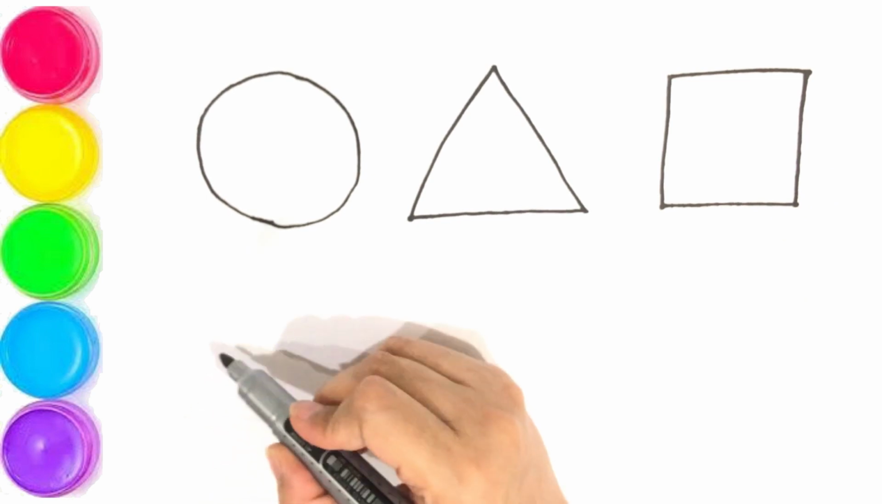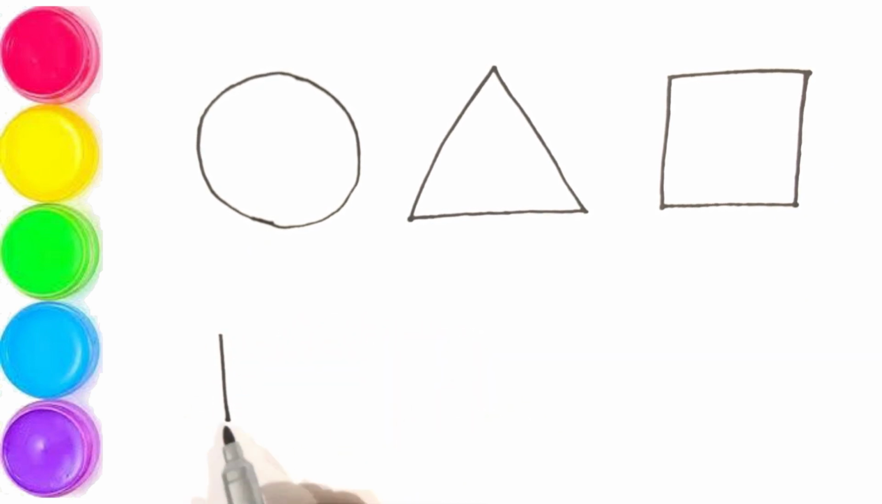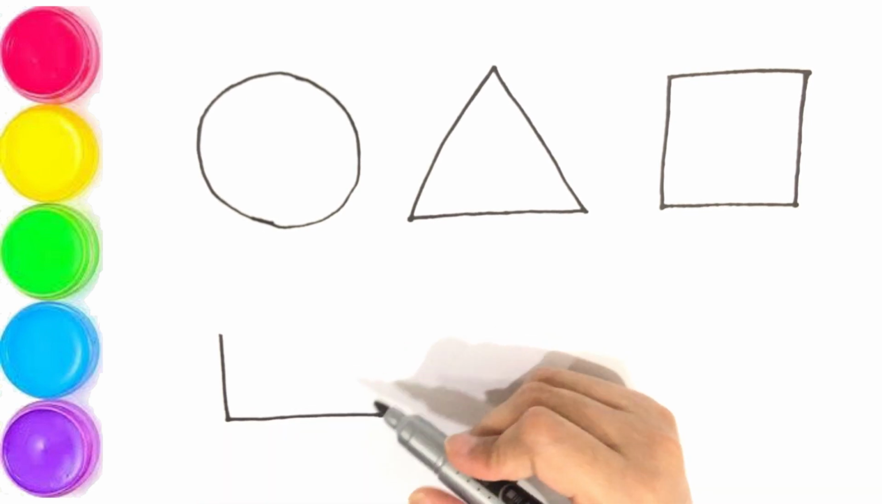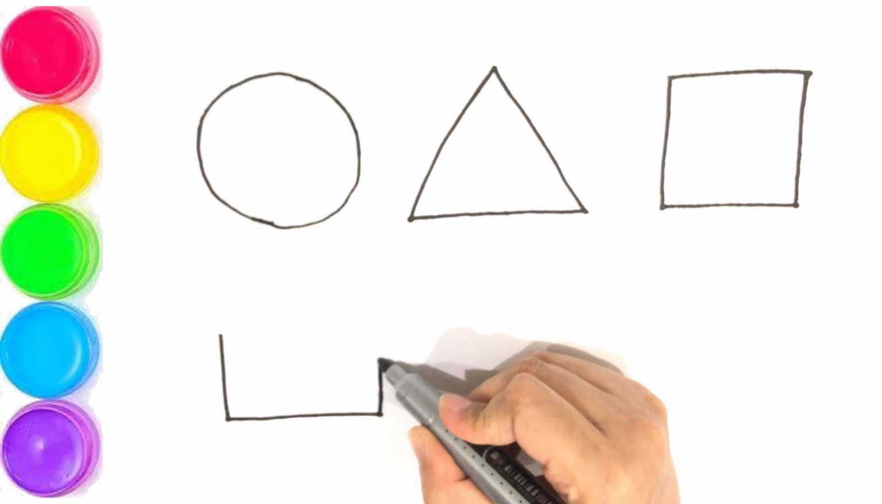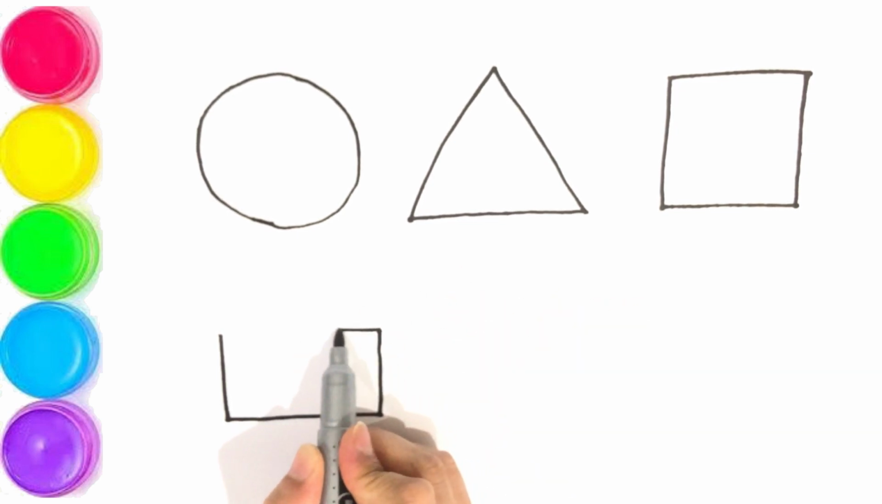Let's draw a rectangle. A rectangle has two short sides and two long sides. A rectangle has four sides with opposite sides being equal and four corners.